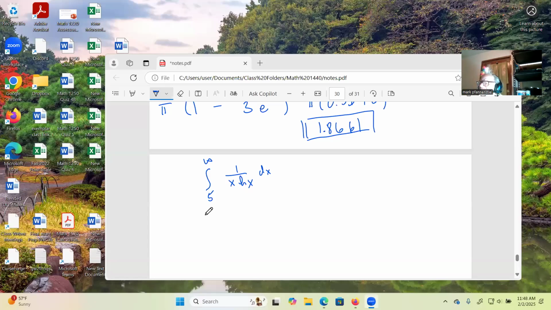All right, good morning. Welcome back to Applications of Calc 2. So we've got an improper integral here, and it's going to be one that's going to require u substitution, probably.